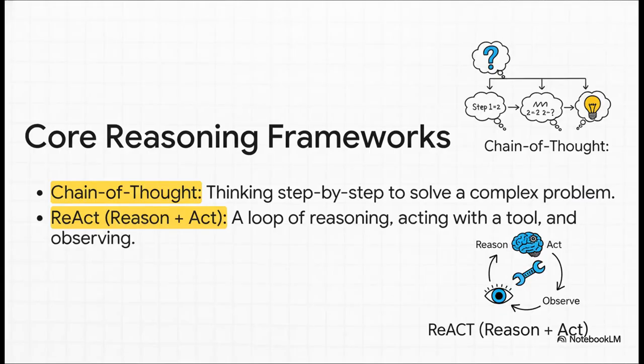So how do these agents actually think? Well, they use what are called reasoning frameworks. One popular one is chain of thought, which is basically what it sounds like. It teaches the agent to think through a problem step by step, just like you would. Another really powerful one is ReAct, which stands for reason and act. It's a loop. The agent reasons what to do, it acts by using a tool, it observes the outcome, and then it reasons all over again. It's this constant cycle of thinking and doing.